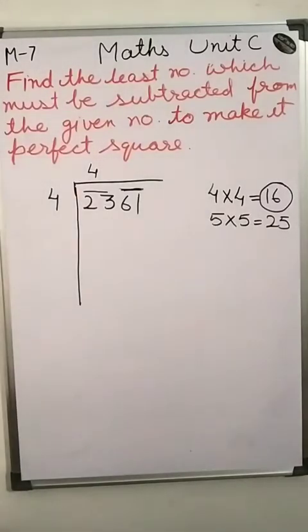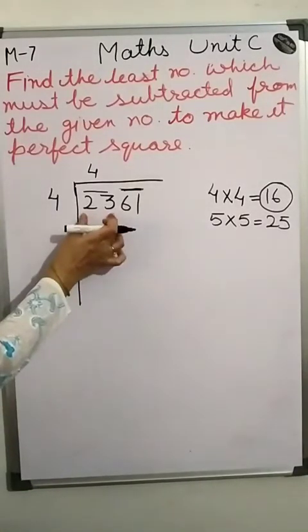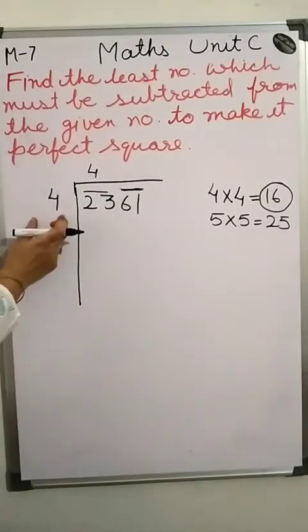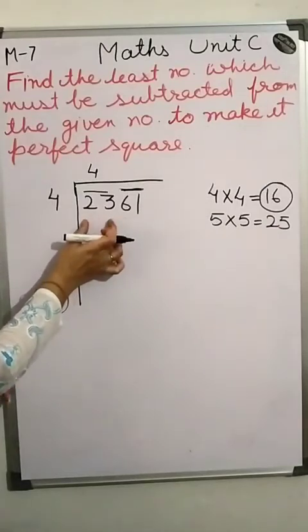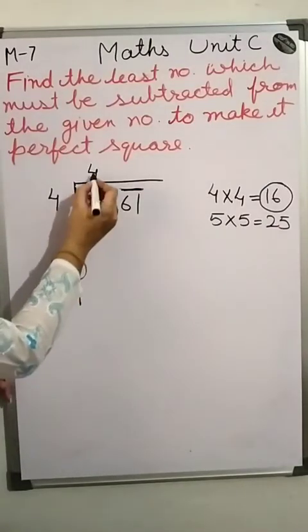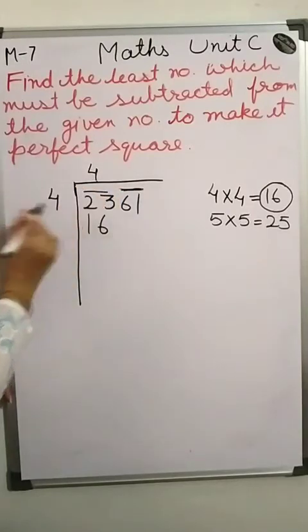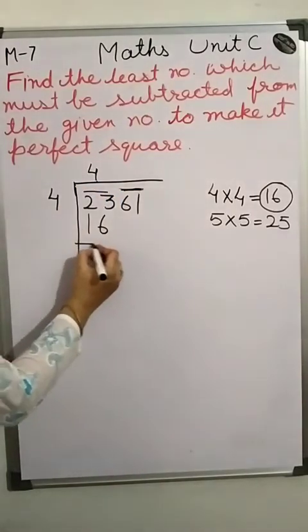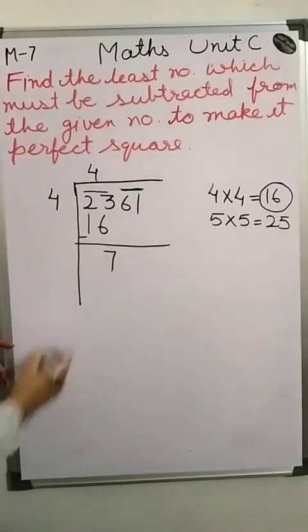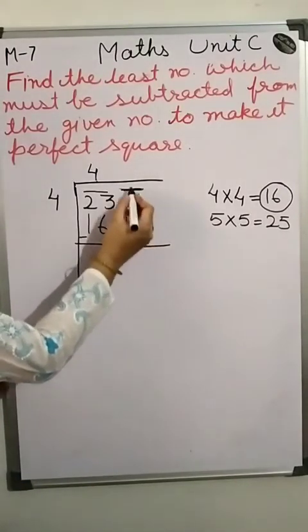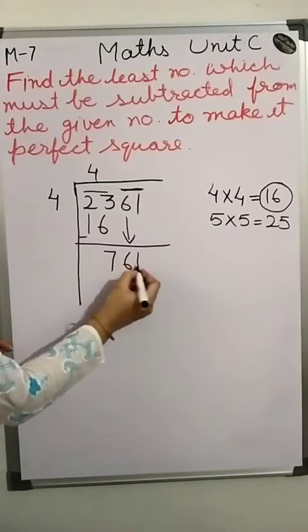Meaning, find the greatest number whose square is equal to or less than this number. The square of 4 is equivalent to 16 and it is less than 23. So we write down 16 here and place 4 here in this place and here in this place also. Subtract them. After the subtraction, you will get 7 here. Now bring down this whole number, 6 and 1, here.